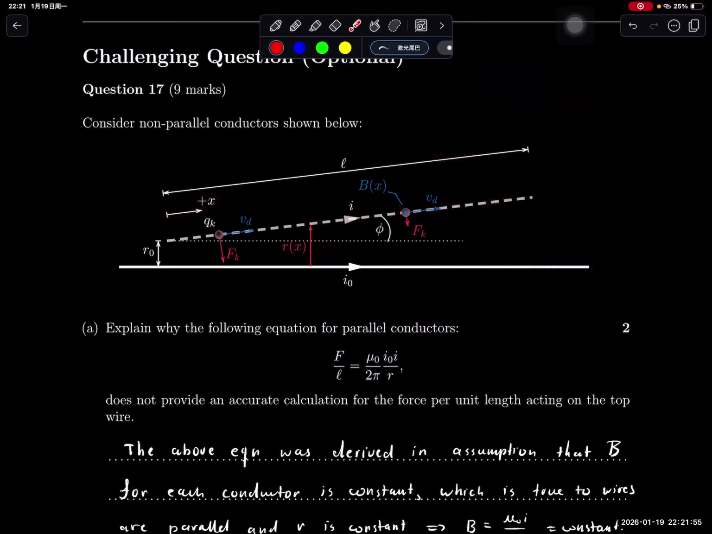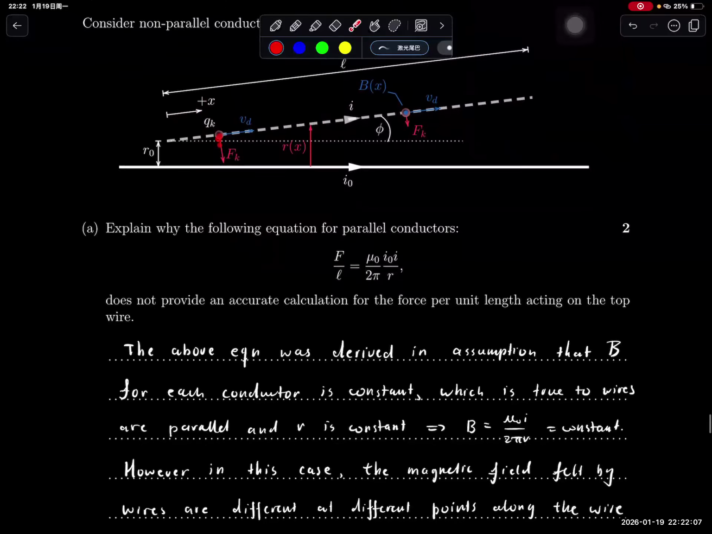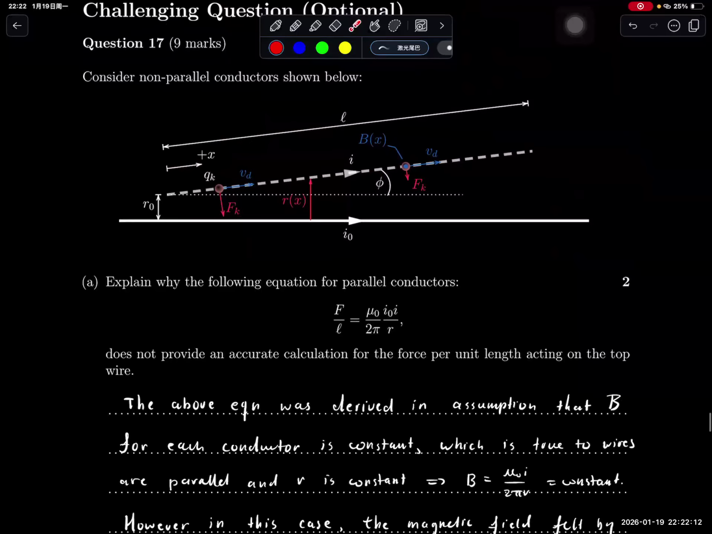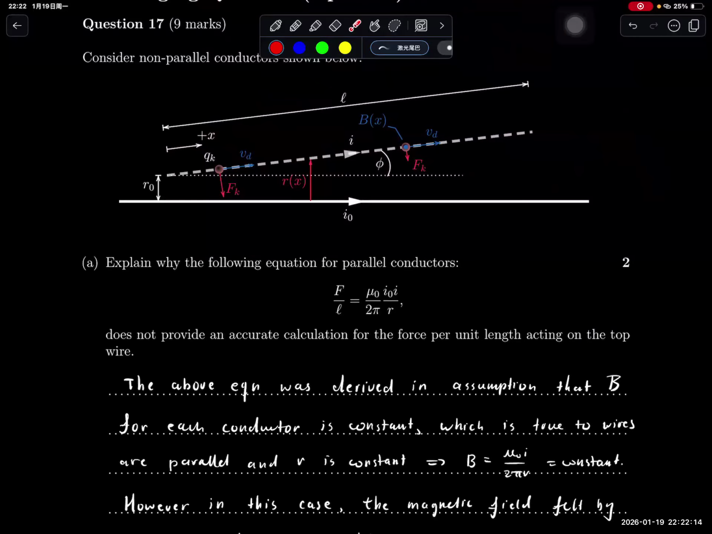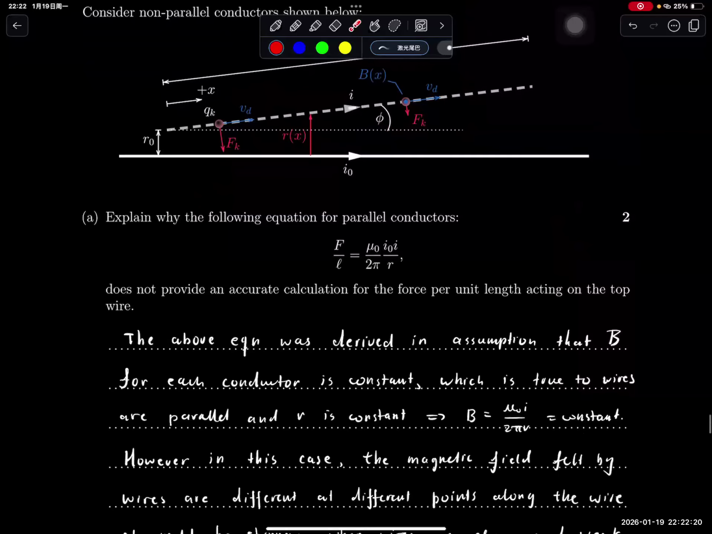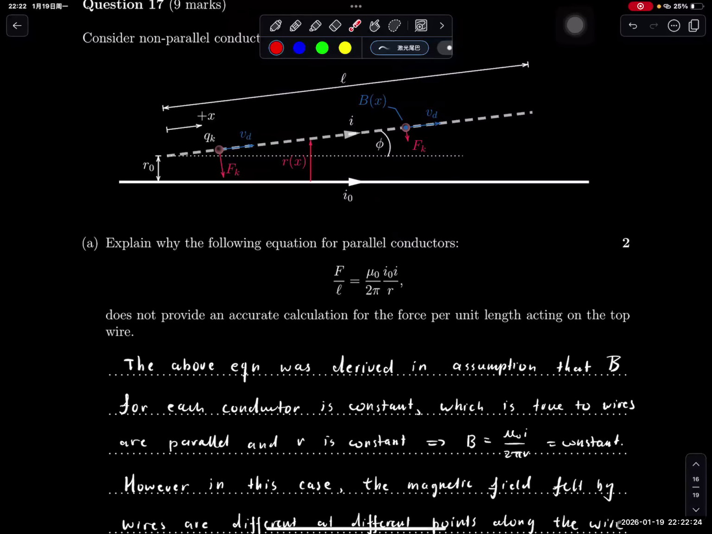Each distance corresponds to each magnetic force at each location x, corresponding to a charge that's moving to the right. This angle here we denote as phi, the total length is L, and the initial separation is R0. You have to do some initial consideration here. The derivation I won't go through, but question A is pretty trivial.